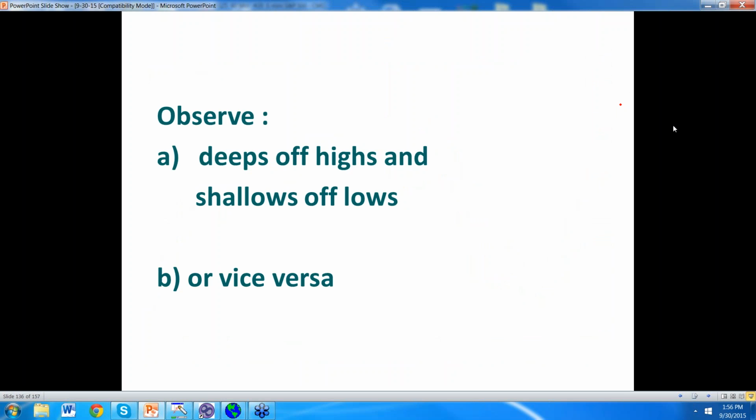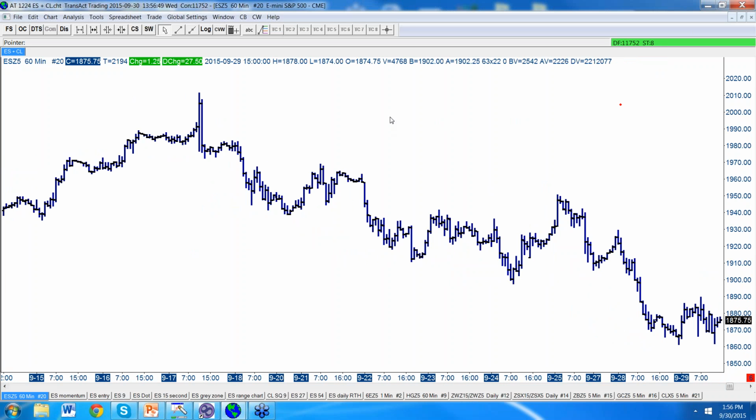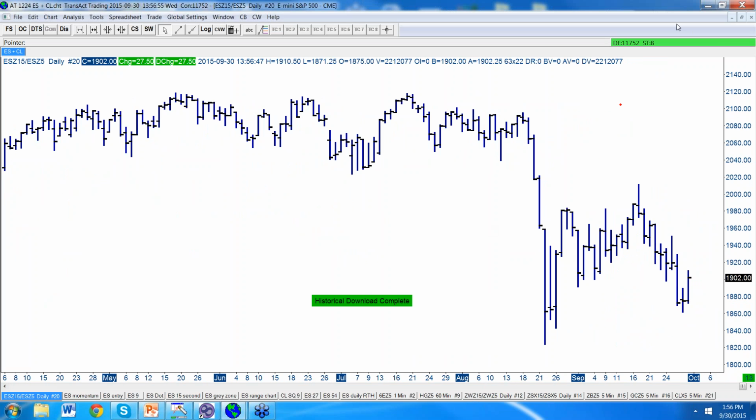So what we do also, using deeps and shallows, the rule is this: observe this, deeps off highs and shallows off lows, or vice versa. What you're looking for is to see which way the wind is blowing, so to speak. Which way is the wind blowing? So what you want to do is let me show you some charts right now. So here is the S&P again on the 60-minute chart. But let me go back to a daily chart. Again, using that deeps off the high, shallows off the low. This was the S&P. This is the S&P up to date today. And we have this outer pattern over here. We have this inner pattern over here.